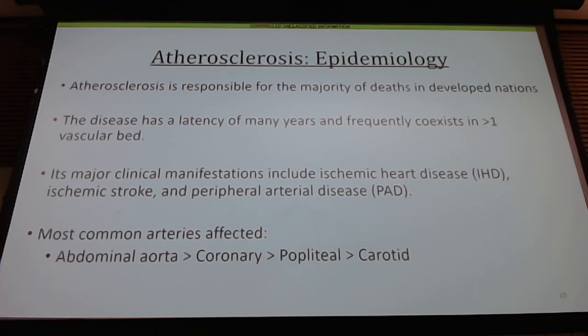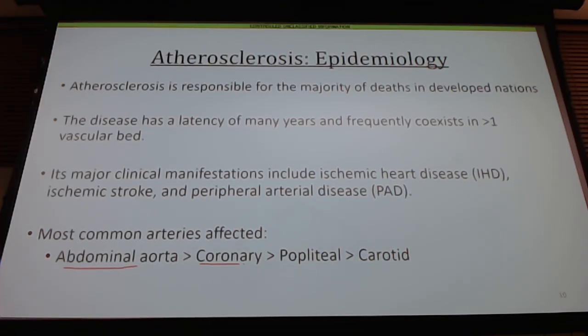Affects just the coronary arteries. This isn't a disease that just affects the carotid arteries. It affects all of our arteries in the body. It's just the ones that are more common that cause complications or symptoms, things like the coronary arteries and such. And when you actually look at it, abdominal aorta tends to be one of the more common ones, coronary, popliteal, and then carotid.